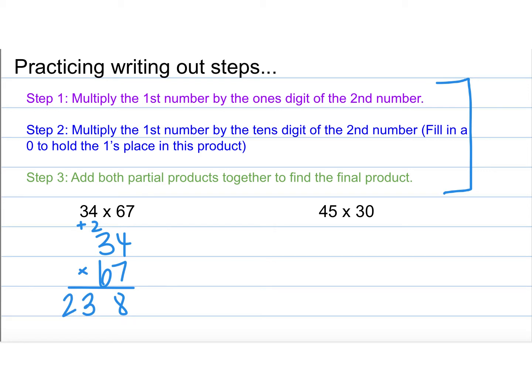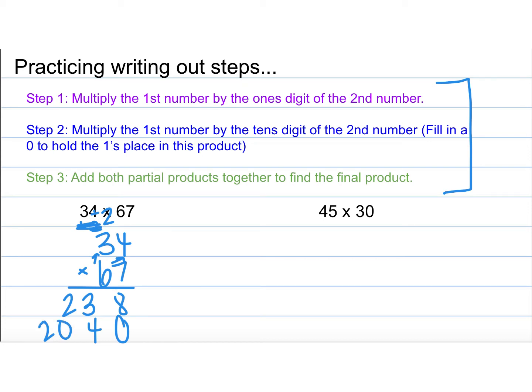Next one, multiply the first number by the tens digit of the second number. Fill in a 0 to hold the ones place in this product. I'm going to cross this out because I'm done with it. Now I'm moving over to the 6. Because I'm moving over to the tens place, I have to fill in a 0 in the ones place. Now we're going to multiply the 6 by each of the numbers across the top. So 6 times 4 is 24, so I'm going to put down a 4. Regroup the 2 up above. Now 6 times 3 is 18, plus the 2 I just regrouped, which is 20.